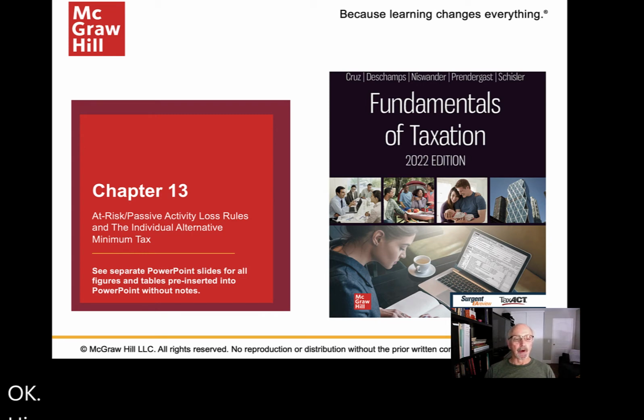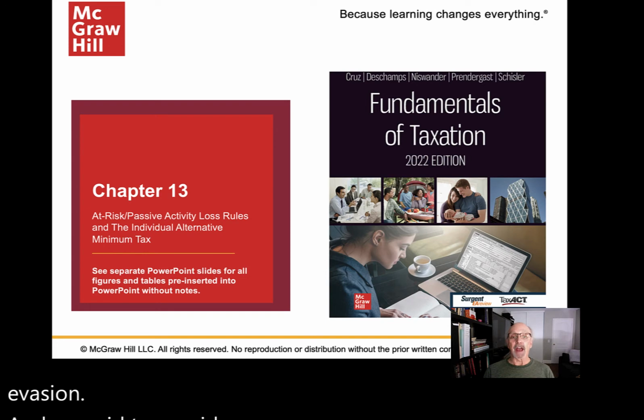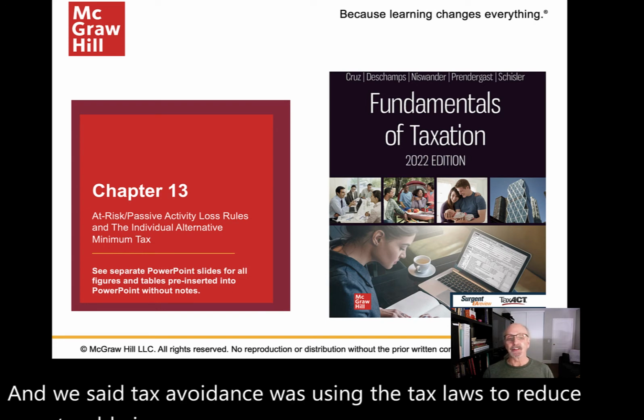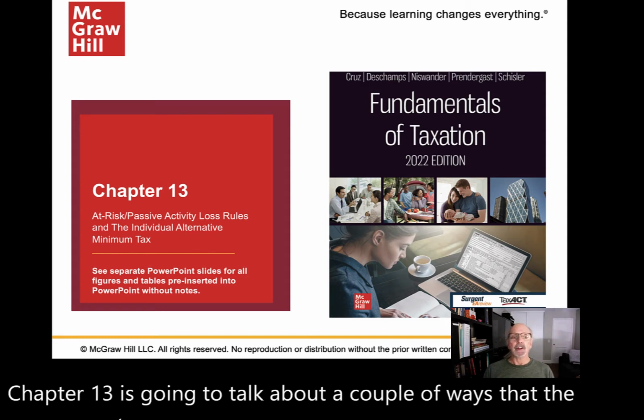So we get to work on chapter 13. Now, remember, we talked recently about the difference between tax avoidance and tax evasion. And we said tax avoidance was using the tax laws to reduce your taxable income or your actual tax. Tax evasion was illegal. Well, chapter 13 is going to talk about a couple of ways that the government came up with to combat tax evasion.